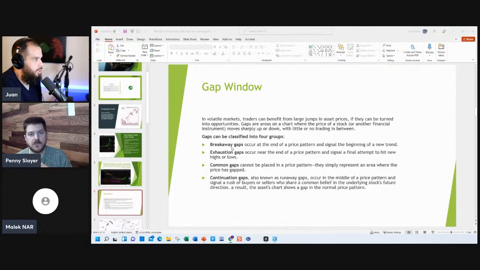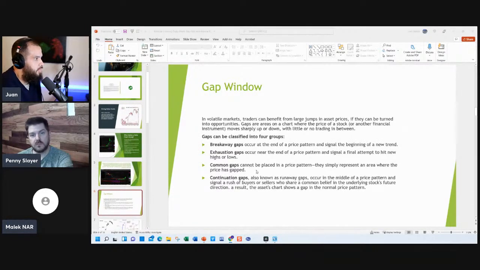They kind of break it into 4 classifications. Breakaway gaps occur at the end of a price pattern and signal the beginning of a new trend. Exhaustion gaps occur near the end of a price pattern and signal a final attempt to hit new highs or lows. Common gaps cannot be placed in the price pattern. They simply represent an area where the price has gapped.